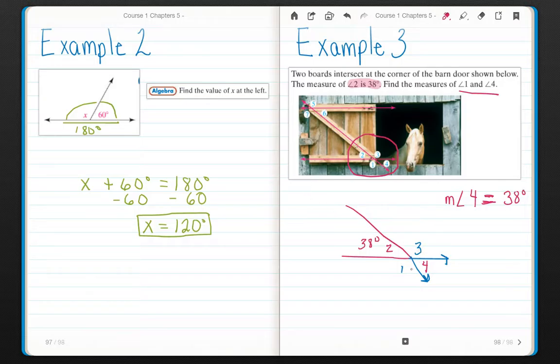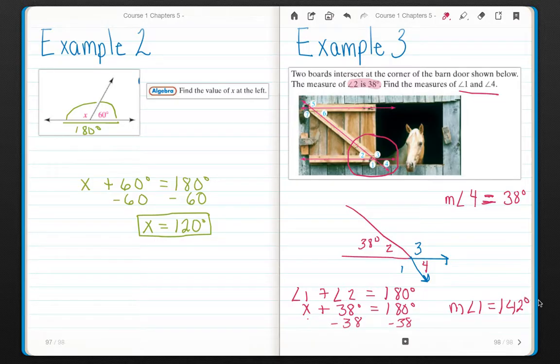Now, angle 1 plus angle 2 are supplements. They equal 180 degrees. So I don't know angle 1, but I know that angle 2 is 38 degrees. So now I can subtract from both sides. And the measure of angle 1 equals 142 degrees.